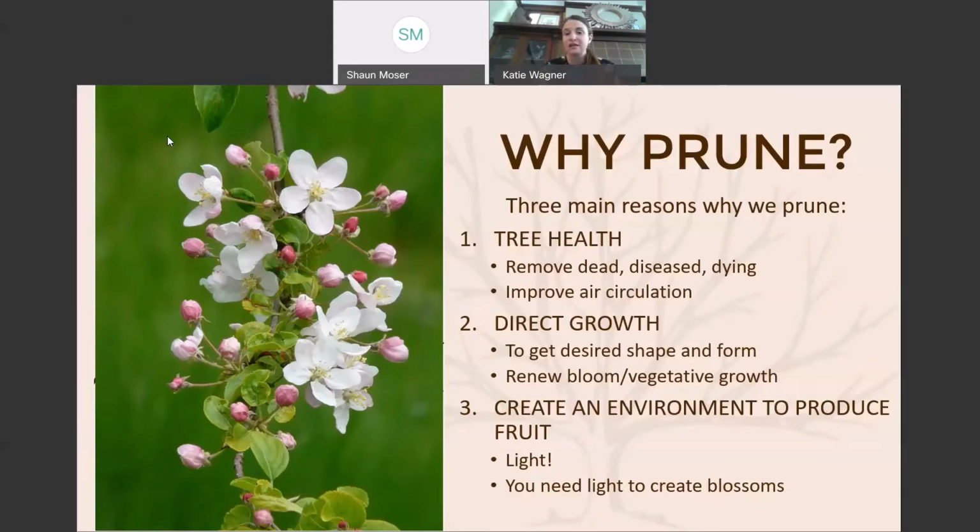You're not going to get fruit production if you don't have light exposure to those buds. So you absolutely need light to create those blossoms. We actually need about 30% of the light being exposed to those blossoms to get basically the full photosynthesis potential. And we need lots and lots of photosynthesis to, of course, create our fruit production. So lots and lots of light in the canopy of the tree.